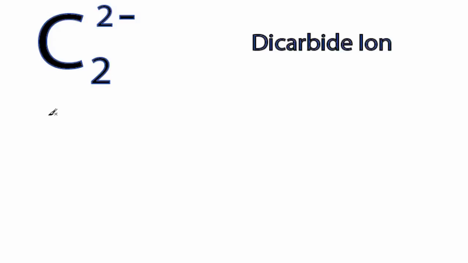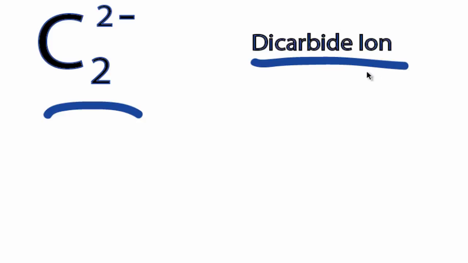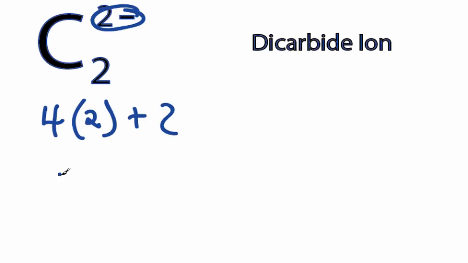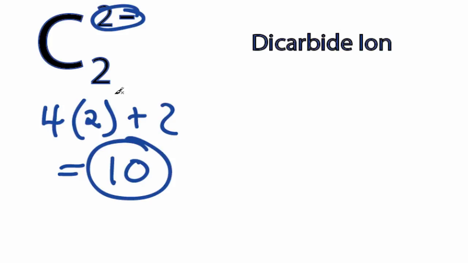This is the C2 2- Lewis structure, the dicarbide ion. For the dicarbide ion, carbon is on group 4 or 14 on the periodic table, with 4 valence electrons. We have 2 of them, so we'll multiply by 2, plus we have 2 additional valence electrons that we need to add, for a total of 10 valence electrons for the C2 2- Lewis structure.